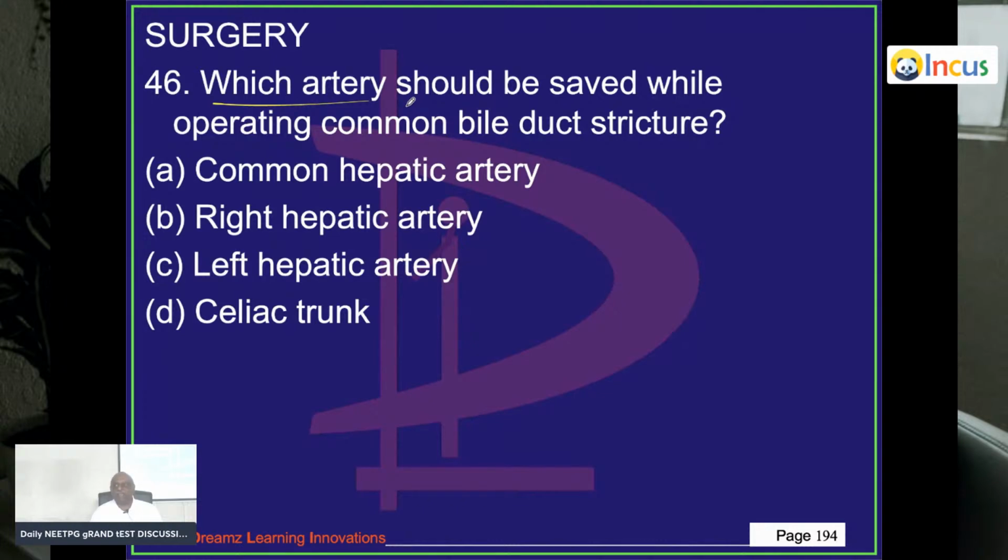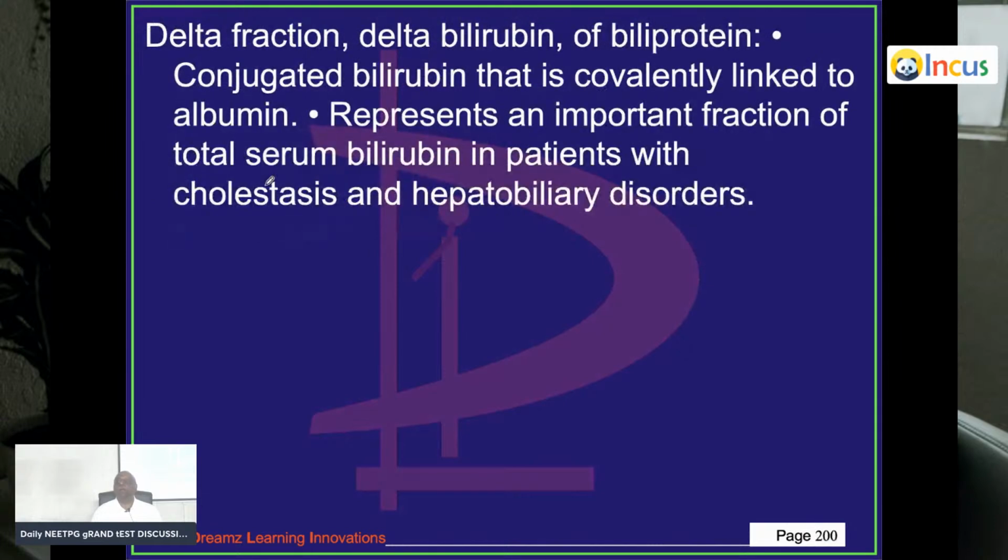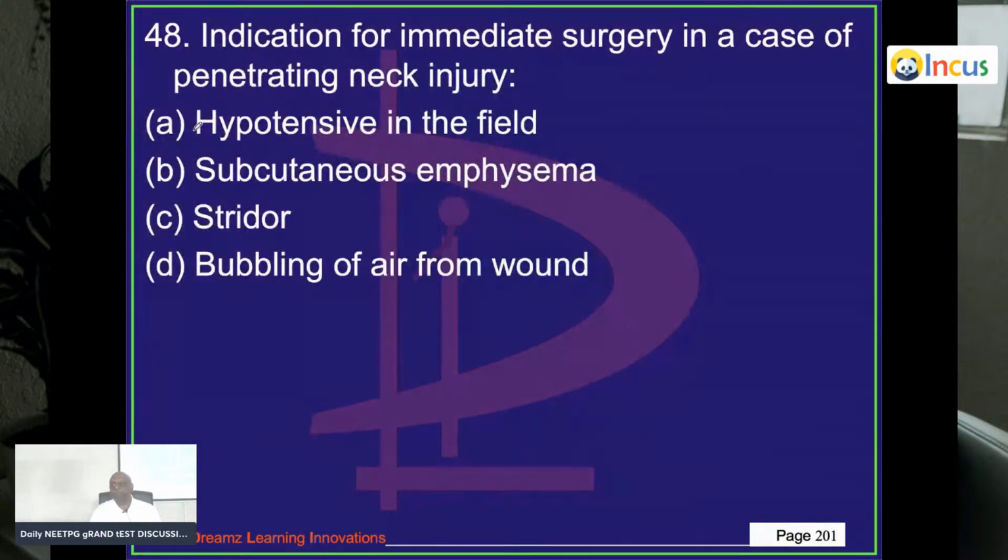Which artery is to be saved while operating on a common bile duct stricture? Right hepatic artery. Delta bilirubin is bound to albumin. So delta fraction, delta bilirubin, is conjugated bilirubin that is covalently linked to albumin.